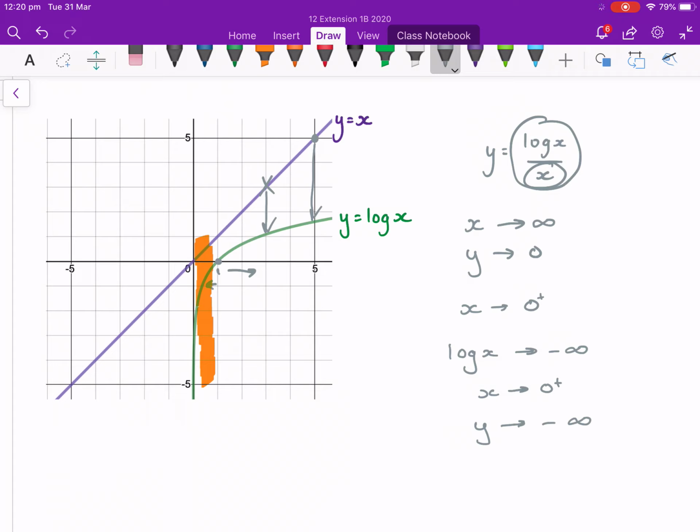So this gives us two asymptotes here. We've got an asymptote that as x tends towards infinity, y tends towards 0, so therefore the x-axis is an asymptote. We've also got here that as x tends towards 0, y tends towards negative infinity, which means the y-axis is also an asymptote.